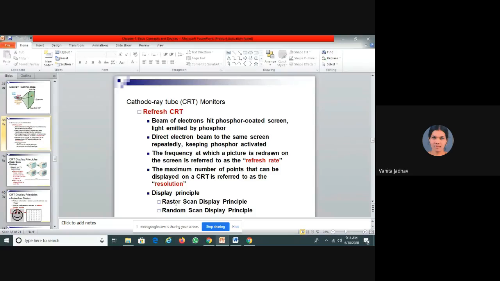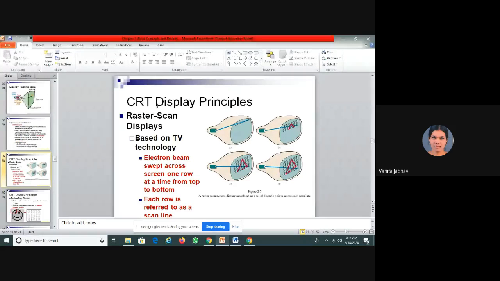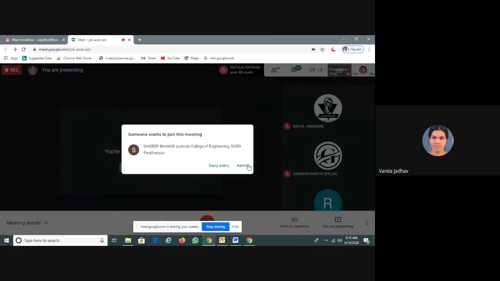First of all, we discussed the raster scan display principle. Once again, I will repeat. The raster scan display is based on TV technology. Whatever technology is used in television is nothing but the raster scan display principle. In the last lecture I also told that if the signal is slow, low or weak, then we are able to see small pixels, rectangular patterns on the TV screen in the form of red and black.